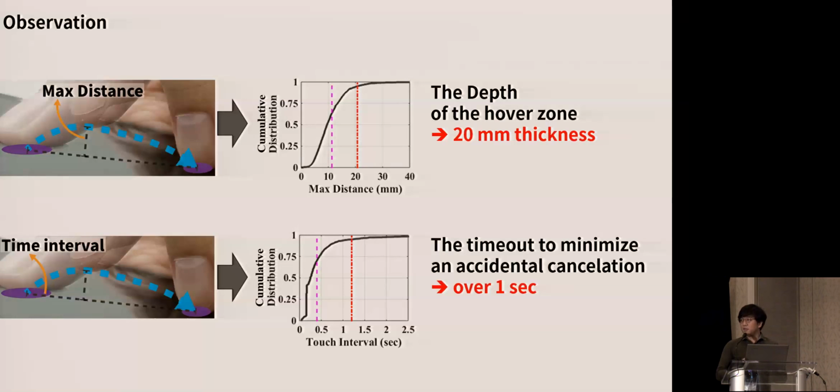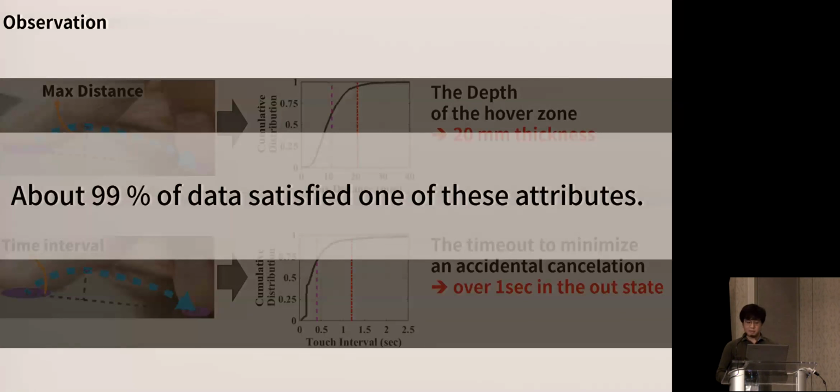The maximum distance between two successive touch events was usually less than 20 millimeters, so we decided the thickness of the hover zone as 20 millimeters. And the successive touches occurred within about 1 second. So the out state was started after a finger left the hover zone for over 1 second. It was used to minimize the accidental cancellation of the operation. About 99% of the data satisfy one of these attributes.